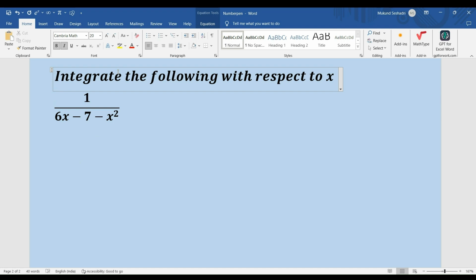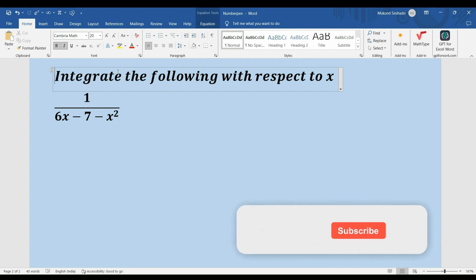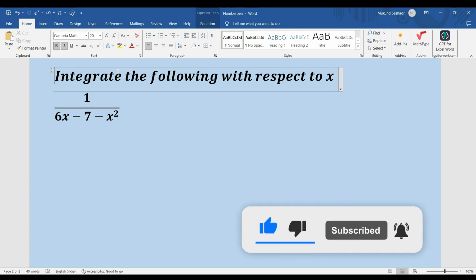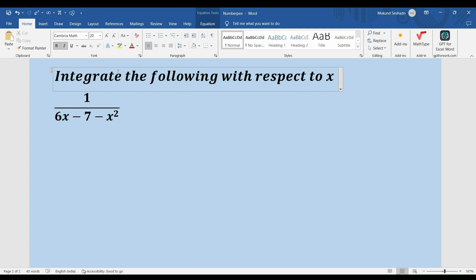So there we have the problem on the screen. Integrate the following with respect to x. We have 1 divided by 6x minus 7 minus x square, right? So far in my previous videos, we've seen problems of the type integral of dx by x square minus a square, or integral of dx by a square minus x square, right? Now here, in place of that, we have a quadratic expression, right?